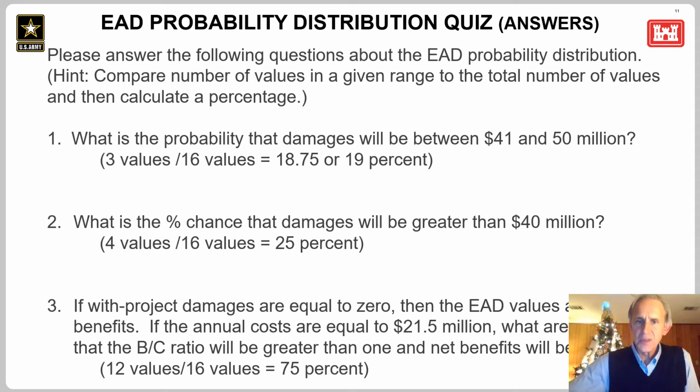here are the answers. What is the probability that the damage is between 41 and 50 million? Well, if you take these 3 values between 41 and 50 million, when you go back and look at those numbers, and there's 16 total, that means there's an 18.75% chance, or just round it off, a 19% chance that my damages will be between 41 and $50 million.